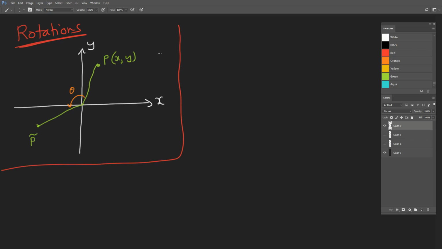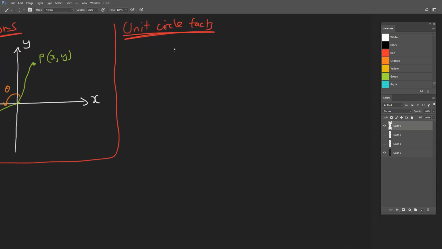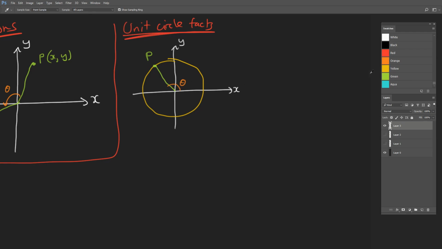To solve this problem, we're going to need to use some facts about the unit circle and trigonometry. So I'm going to, over here, draw up the axes and the unit circle. The unit circle will be in yellow, and keep in mind that it has a radius of 1. Then, let's say I have a point, which we'll call P, that lies on the unit circle, and it makes an angle theta with the x-axis as shown.